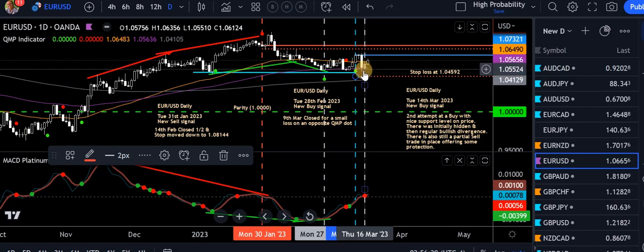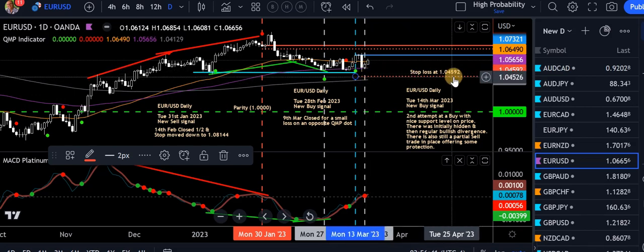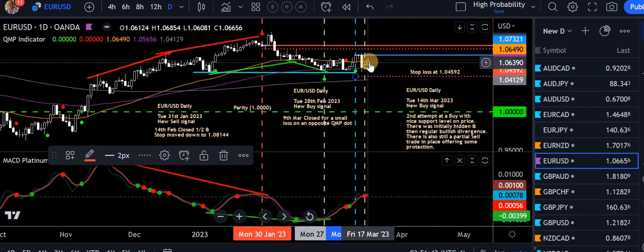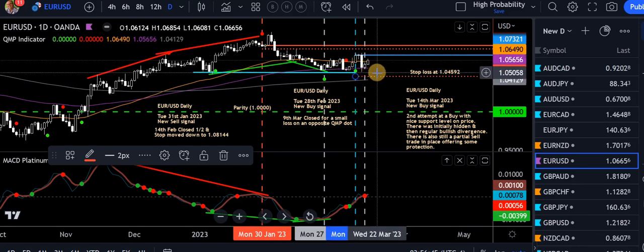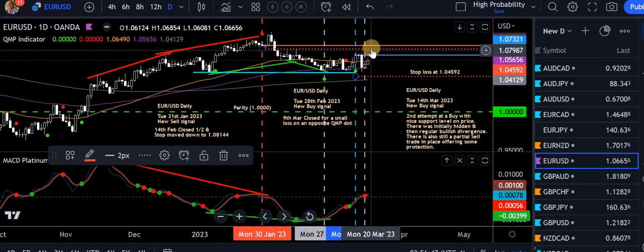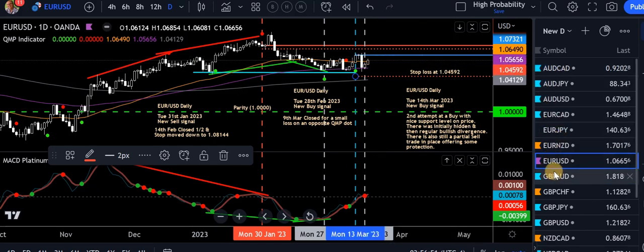So we're in a buy. It didn't come down to the stop. You can see where the stop is, 104.592. We came down sort of on this low again, bounced off it, and it's heading back in the right direction slowly, but not that flash. Fix up.